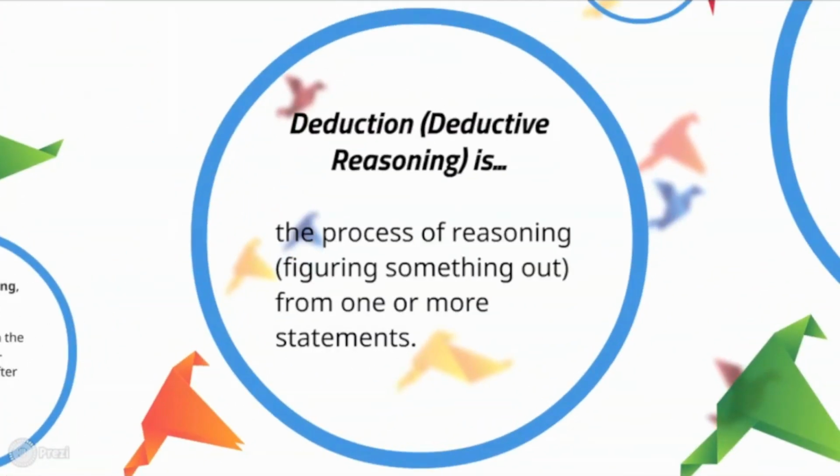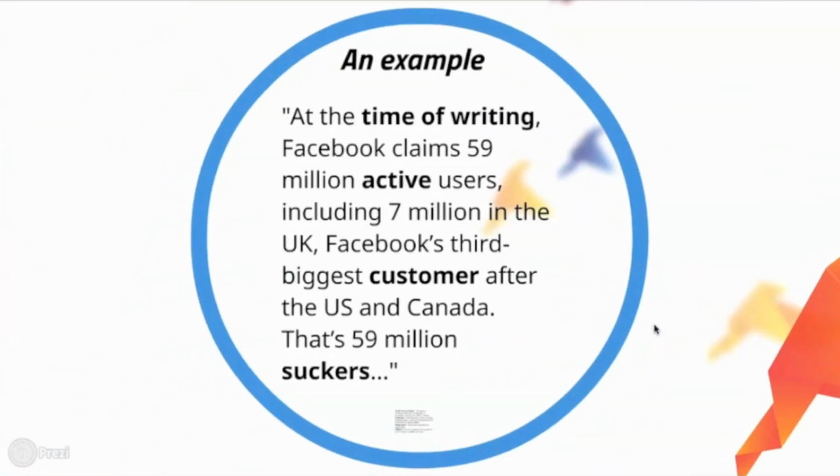Deduction or deductive reasoning is the process of figuring something out from one or more statements. Okay, so let's have a look at an example of how we can use inference and deduction to figure things out from what the writer is saying. So I've got an example here from an old exam paper, just a short extract, and it was about Facebook and the writer's opinion on Facebook.